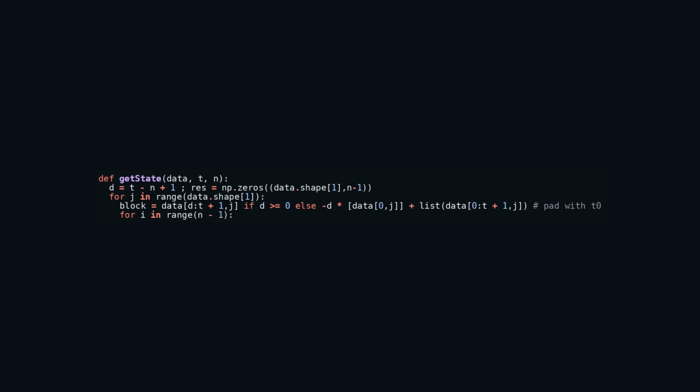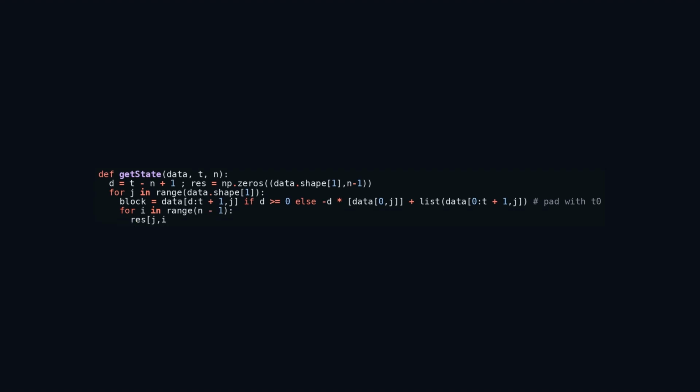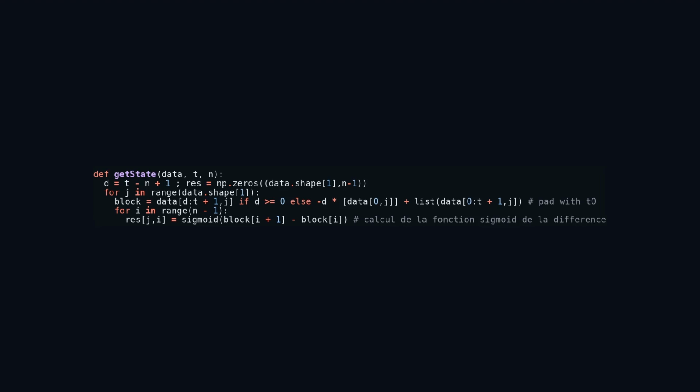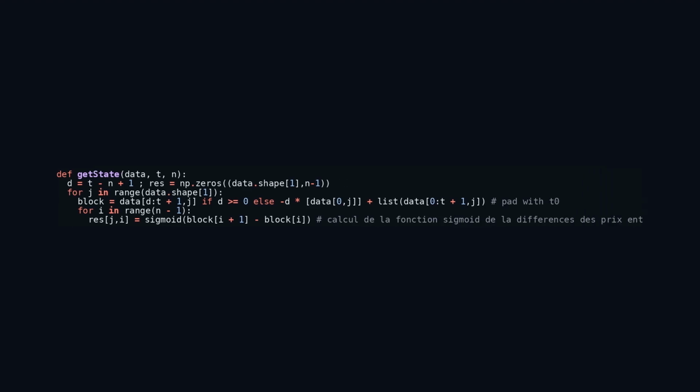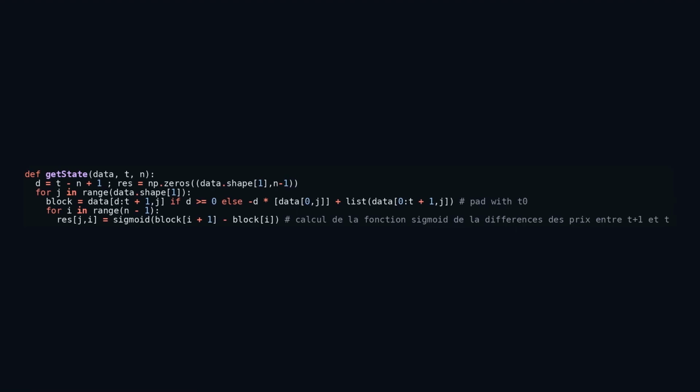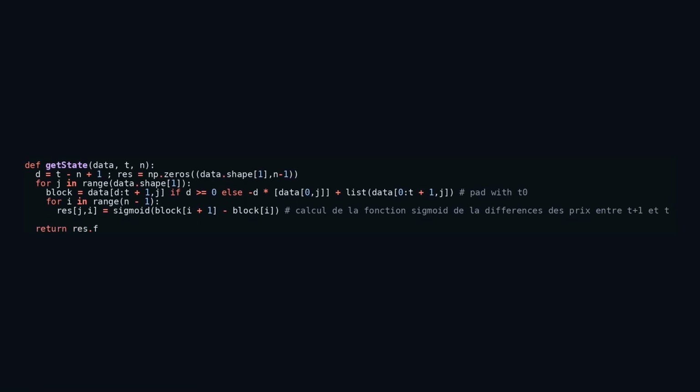4. If d is not negative, it extracts a slice of data ranging from index d to t plus 1. Otherwise, it pads the block with zeros to ensure completeness. 5. For every block, the function computes the sigmoid of consecutive price variances, saving the results in the res array. 6. Finally, it converts the resulting array into a Python list after flattening it and returns it as output. This code snippet plays a crucial role in processing stock data by transforming price differentials into sigmoid values, facilitating feature extraction for subsequent analysis or machine learning tasks.